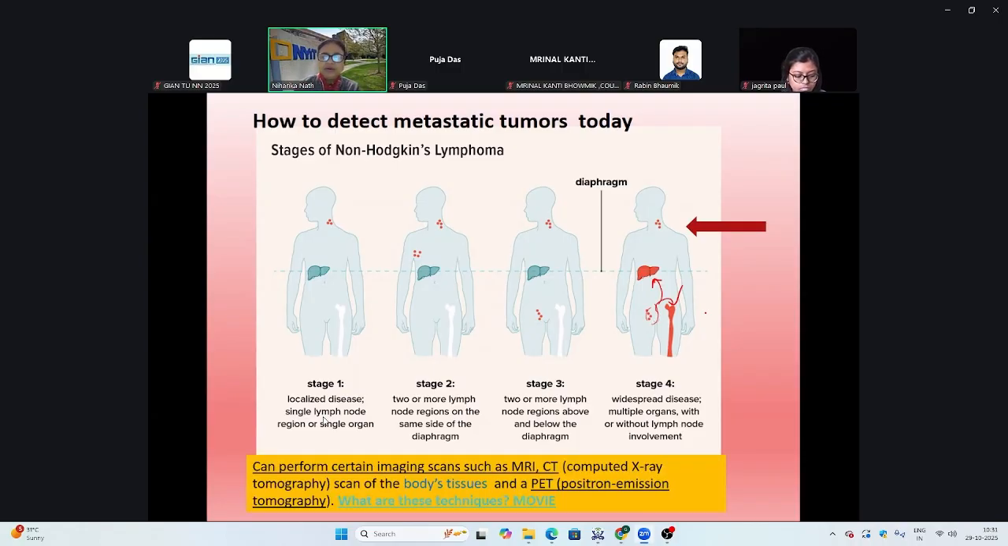And so, how would we detect all of this? If they're circulating, these are tumor cells that are circulating, it is not circulating in the blood, but this one is in the lymph node, then we can perform these certain image scans. So we can have MRI, we can have CT scans, we can have also a PET scan, okay? And so this scans all the body tissues.